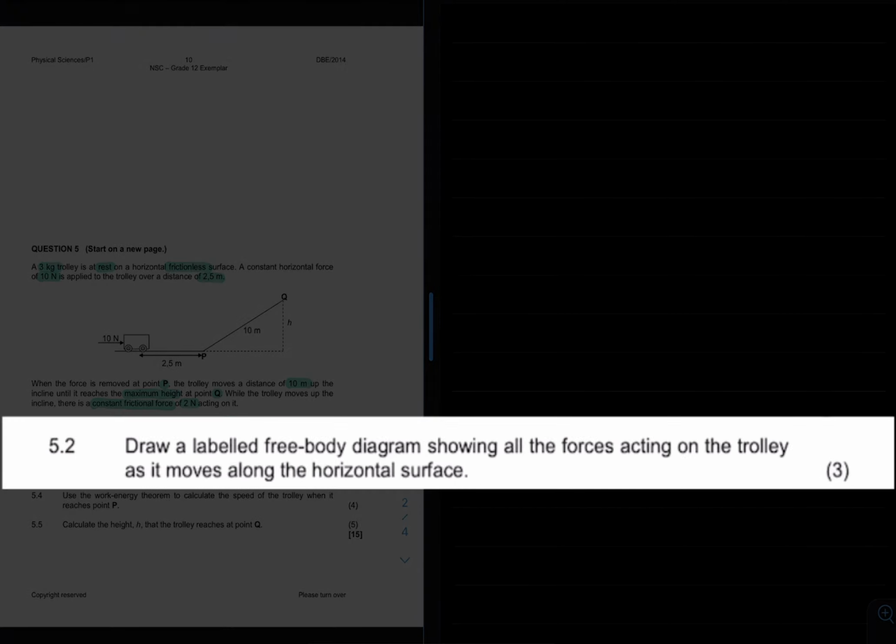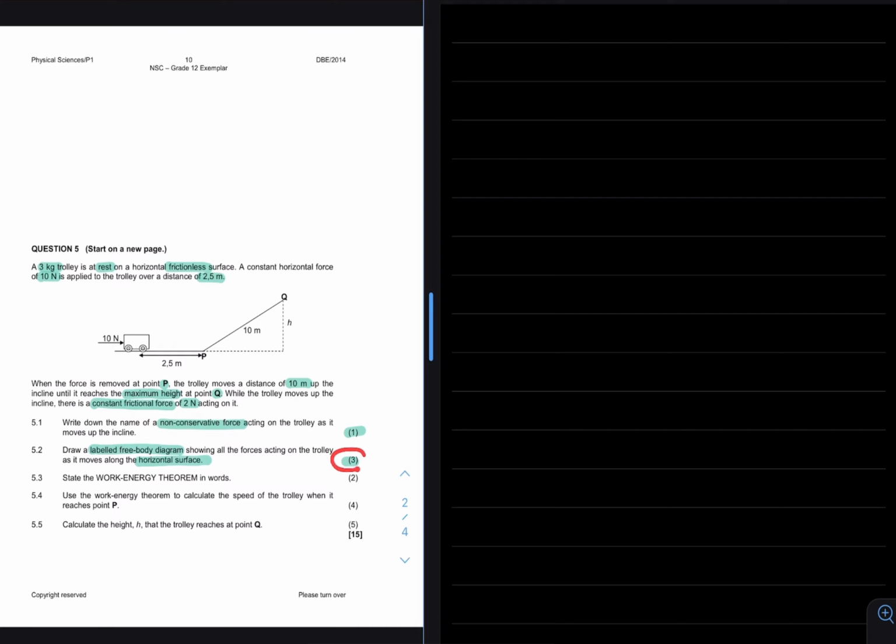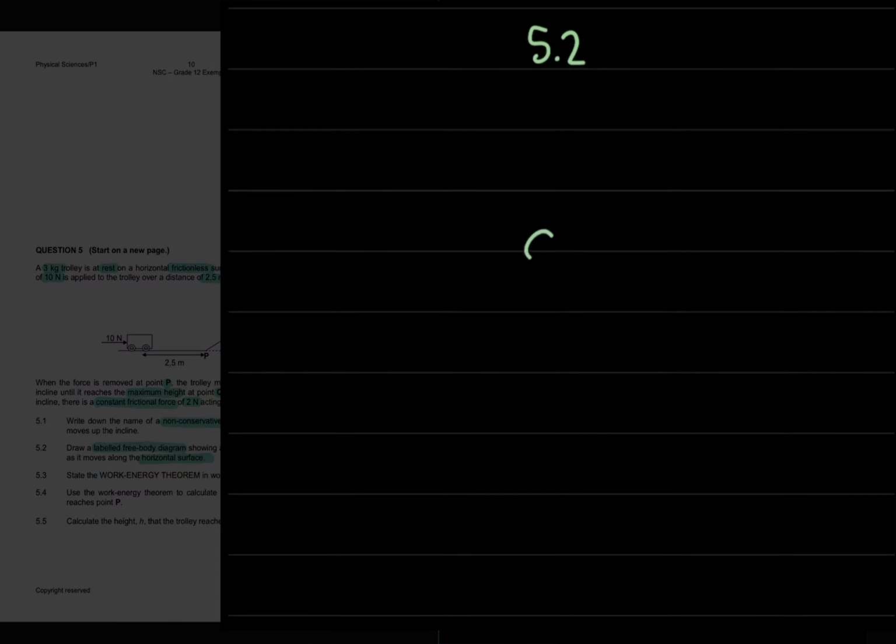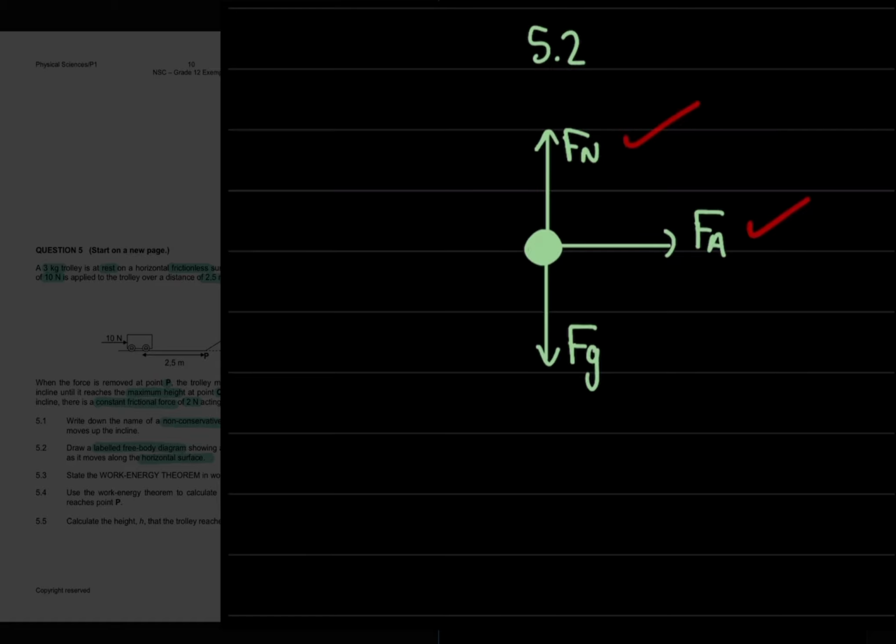In 5.2 it says, draw a labeled free body diagram showing all the forces acting on the trolley as it moves along the horizontal surface, for a total of 3 marks. Now remember that the mark allocation for any free body diagram is exactly the amount of vectors that you need to draw. On the horizontal surface we have no frictional force, we only have an applied, a normal, as well as gravity. We can always go and check ourselves to make sure that we have the amount of vectors as the mark allocation.